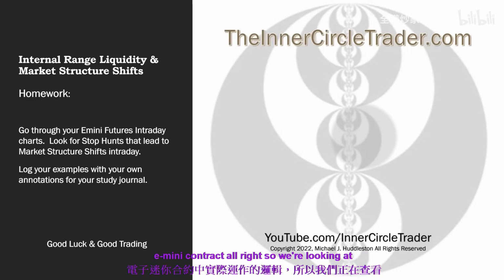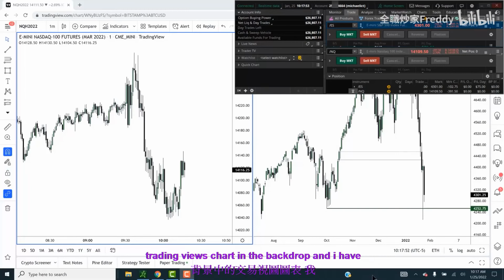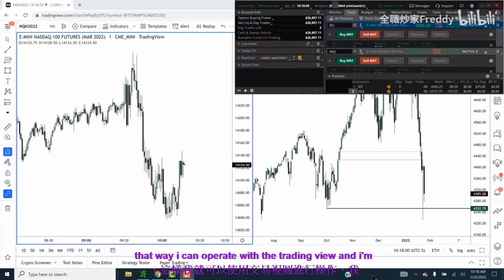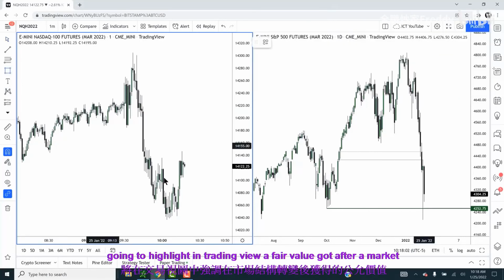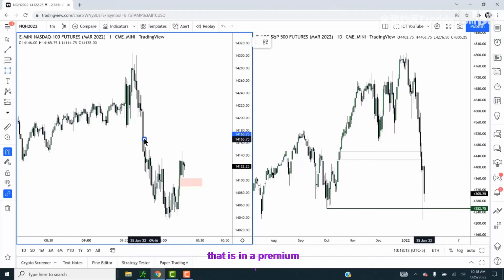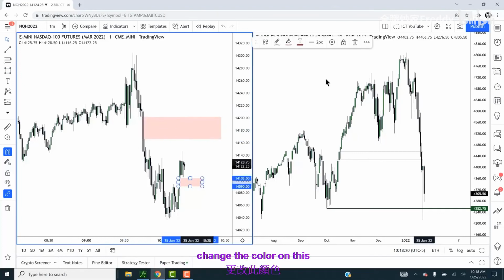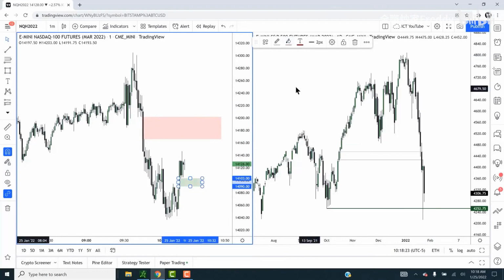And I'm going to show you this logic actually working today in the NASDAQ E-mini contract. All right, so we're looking at TradingView's chart in the backdrop, and I have the TD Ameritrade open over top of it, scrunched down, so that I can operate with the TradingView. And I'm going to highlight in TradingView a fair value gap after a market structure shift that's bullish. And I'm going to show you an imbalance that is in a premium. Okay, see that? Just the opposite of what I've been showing you. Change the color on this.